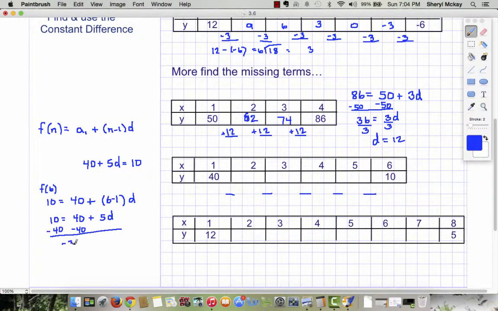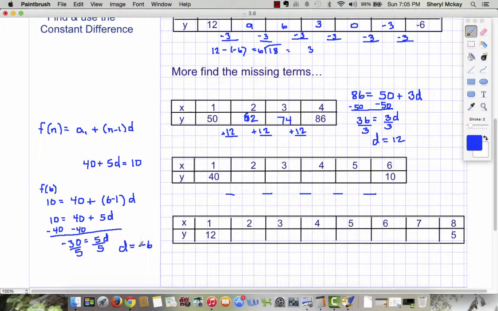And we've got negative 30 equals 5d, divide by 5, and d equals negative 6. So that means, now that I know what d is, which is negative 6, I can put it right here. So 40 minus 6 is 34. 34 minus 6 is 28. 28 minus 6 is 22. 22 minus 6 is 16. And 16 minus 6 is 10. So, really the key is finding the constant difference.